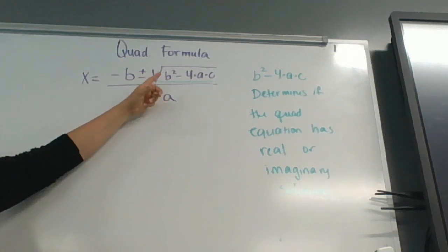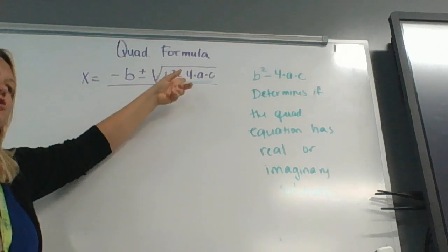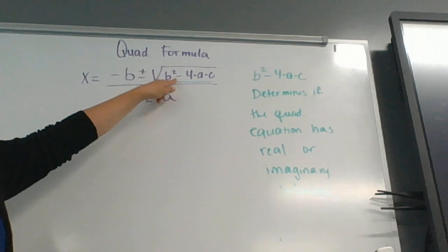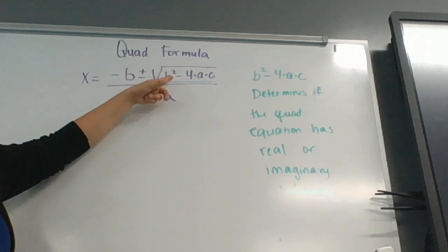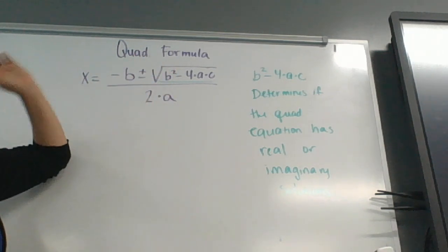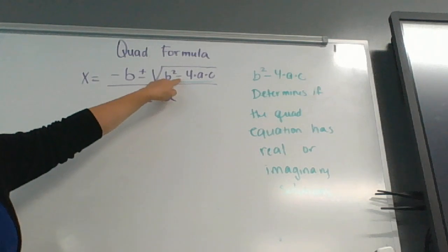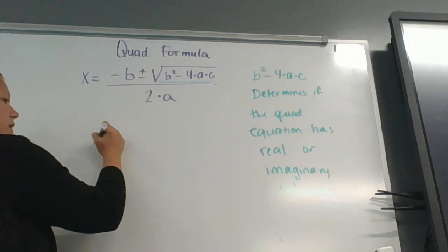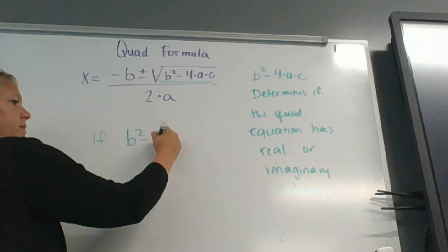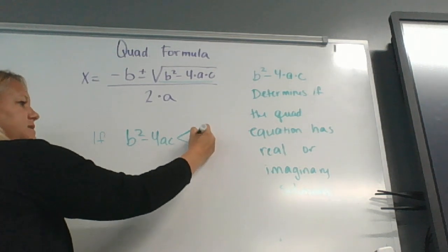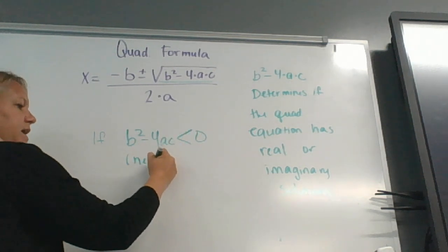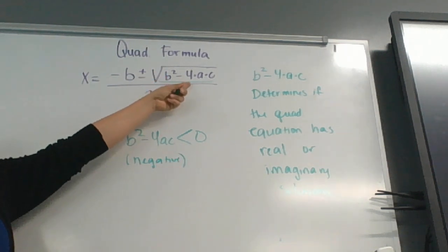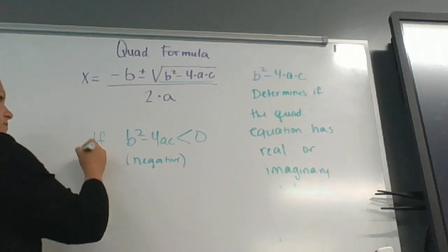Now, they decided they should name it. They named just that part. The whole thing is the quadratic formula, but they gave that part the most special name because it determines if we're going to have a real or an imaginary. If this comes out negative, if b squared minus 4ac is less than 0, so if it's negative, we know we're square rooting a negative. We know it's imaginary.